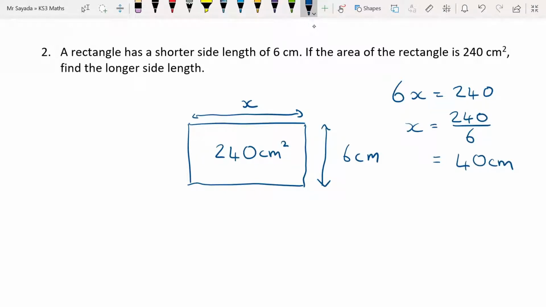Notice that I've included the units, centimeters, on my answer. You can't just leave your answer as a number. You need to include centimeters, or if the units were millimeters, you'd need to include millimeters. If at this point you've missed out any of the other 4 questions, pause the video, have another go at those 4 questions, and press play once you're ready.